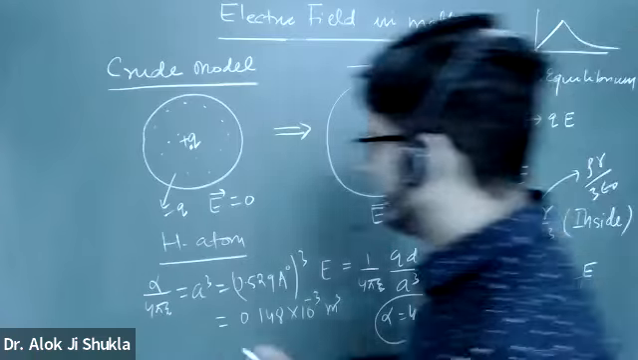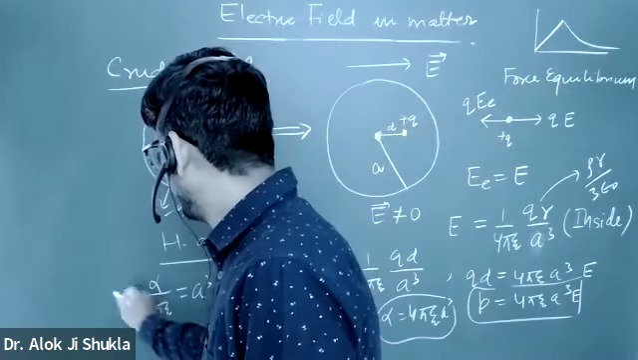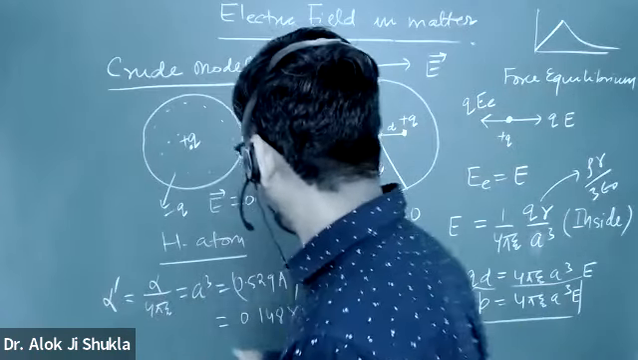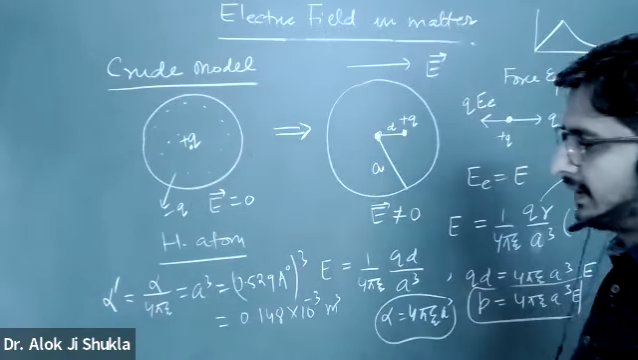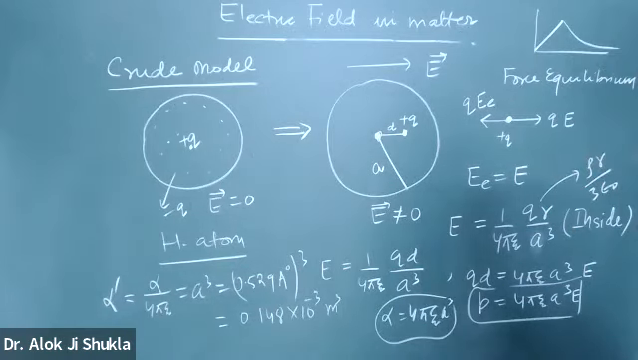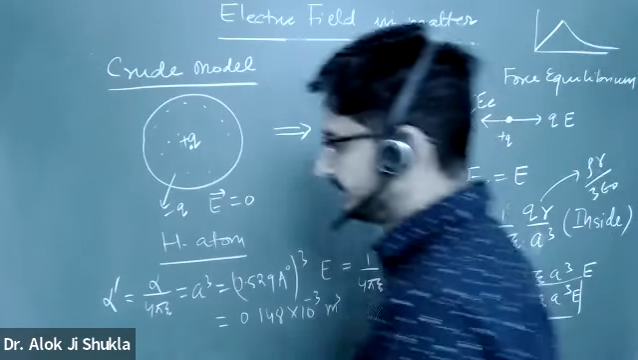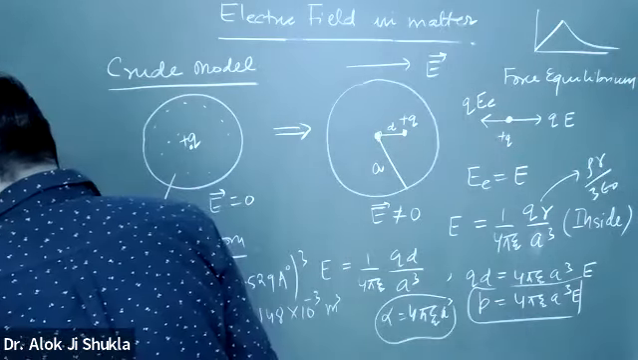So don't forget that this is not alpha. This is some alpha dash. If you want alpha, you will have to multiply it by 4 pi epsilon naught. Okay. Is that okay?